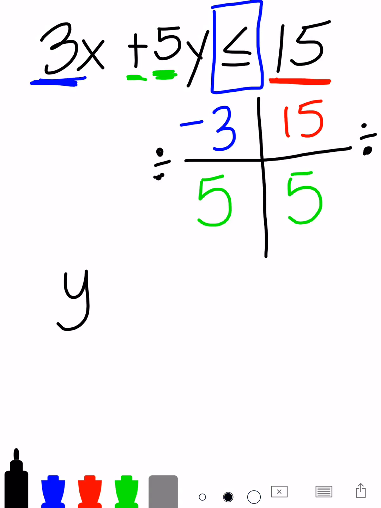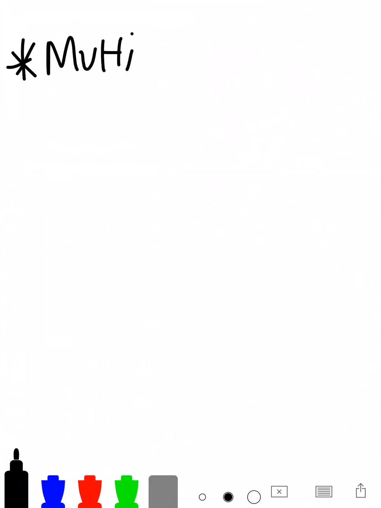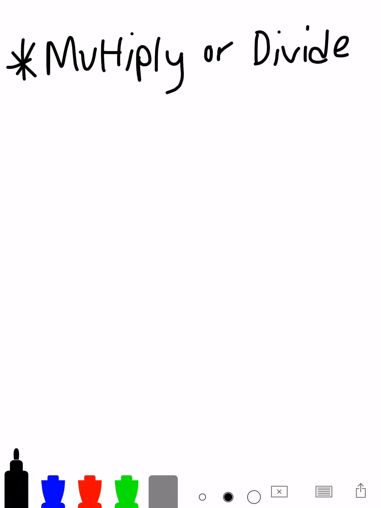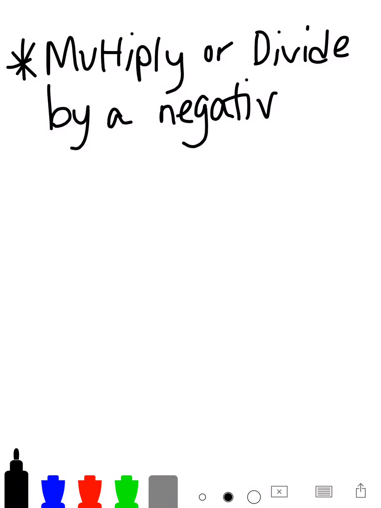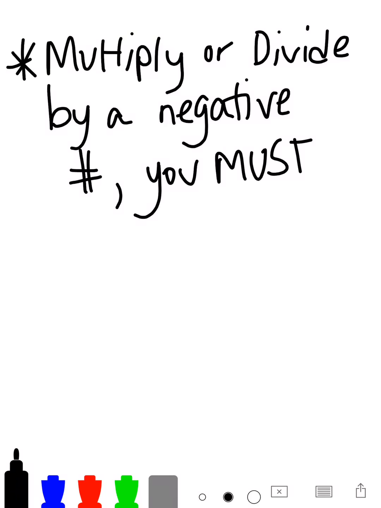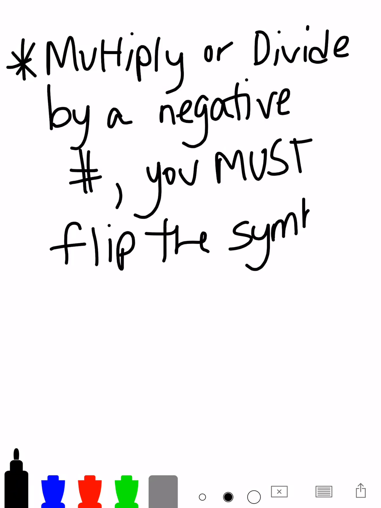Let's look at another one, because in this one, you're going to need that very important step that I told you guys about in the first video. Remember, if you multiply or divide by a negative number, you must flip the inequality symbol. So if you don't have it already written down, jot it down now. If you multiply or divide by a negative number, you must flip the inequality symbol.